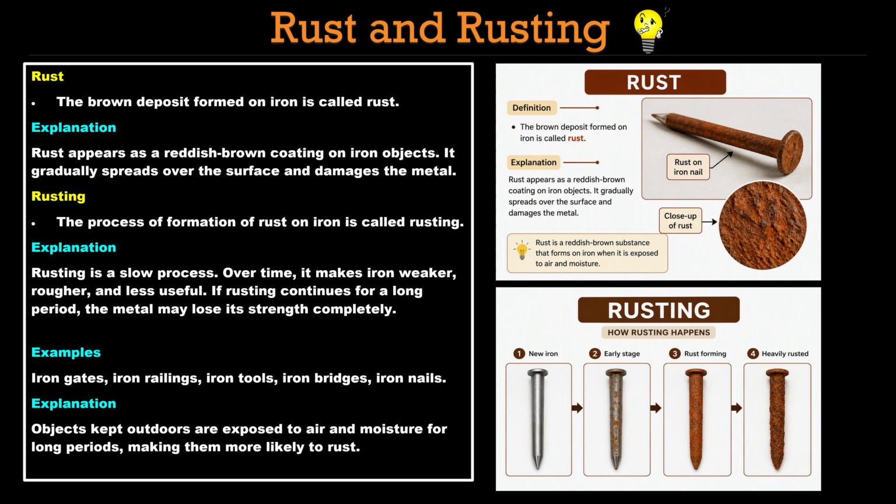We can see rusting in many everyday objects such as iron gates, iron railing, iron tools, iron bridges, and iron nails. These objects are often kept outdoors and remain exposed to air and moisture for long periods. Due to this continuous exposure, rust forms on their surface and spreads gradually. So remember, rust is the reddish brown substance formed on iron, while rusting is the process through which that rust is formed.